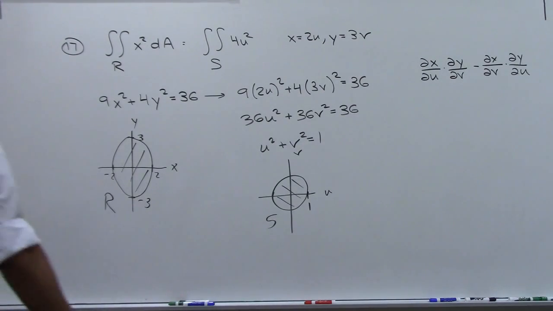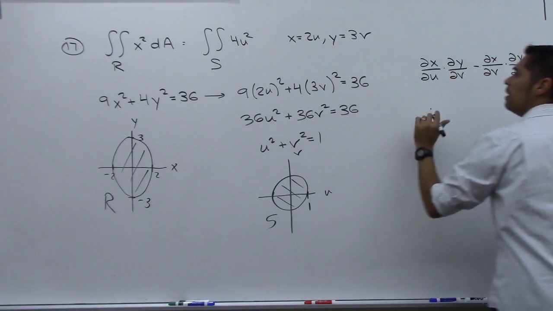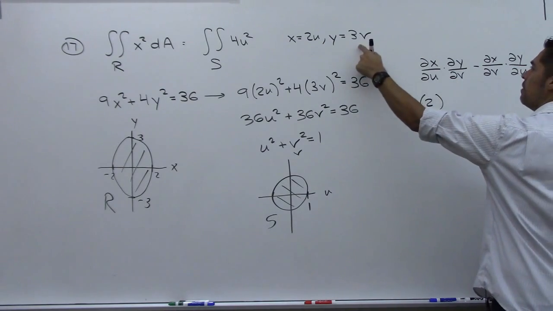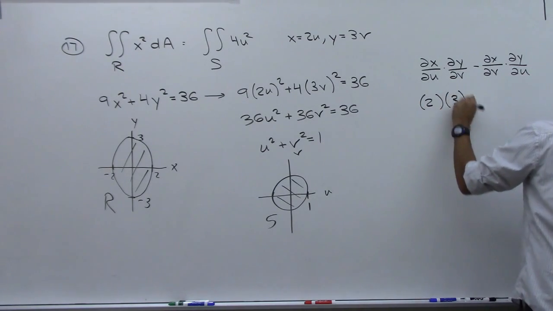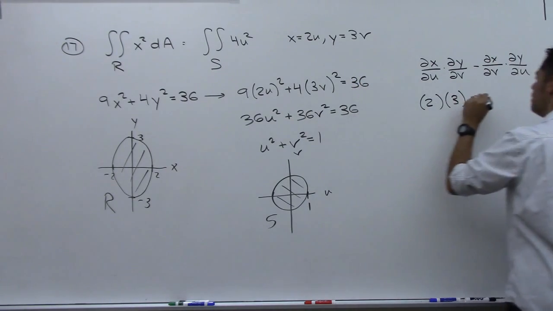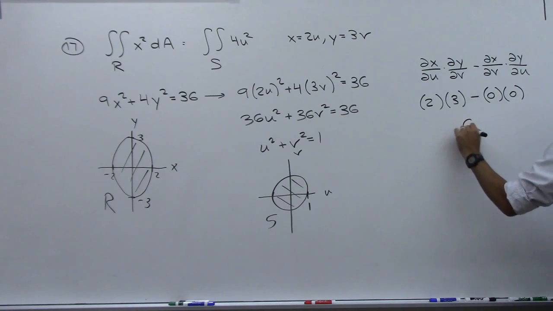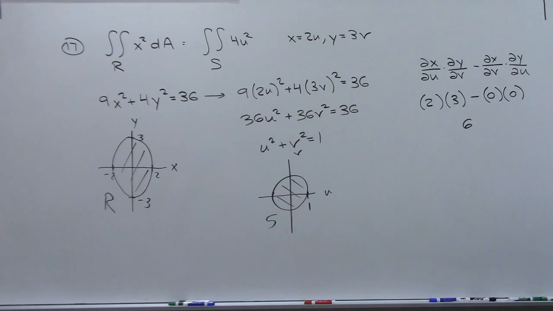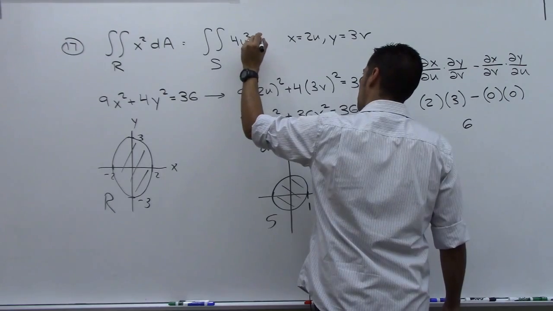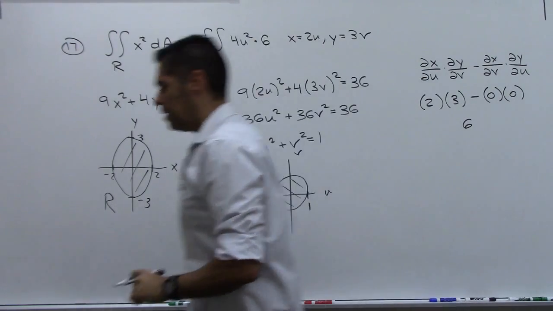The partial of x with respect to u here is going to be 2. Partial of y with respect to v is going to be 3, minus partial of x with respect to v. There is no v here, so that's 0. And this doesn't matter, but this is also 0. So you get 6. So I'm coming back here. I have to say times 6, right? That's my Jacobian determinant.